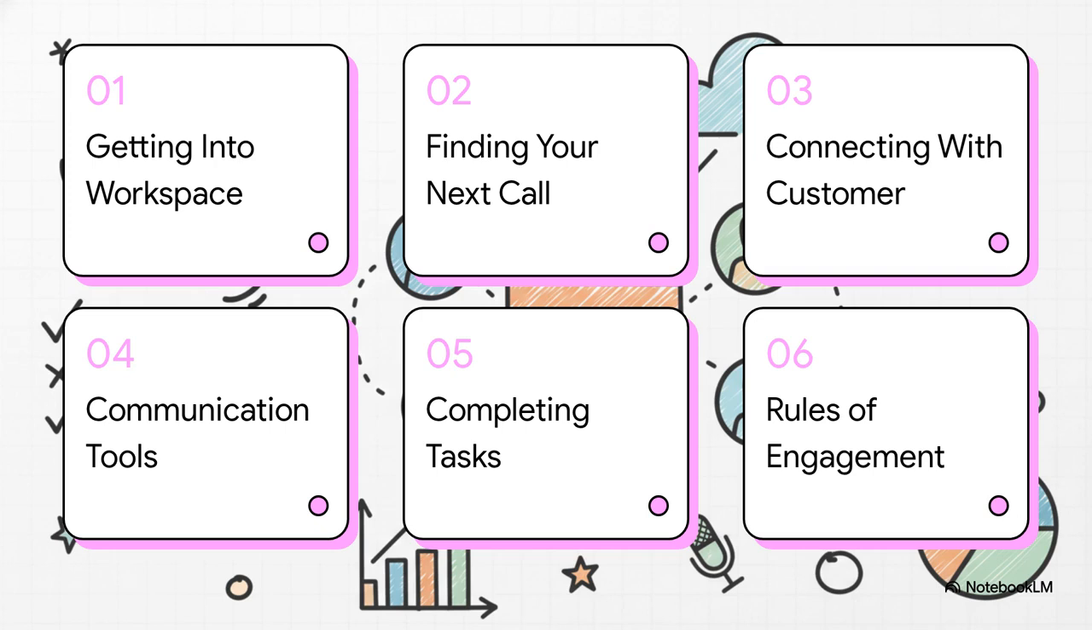So here's what we're going to cover. We've broken it all down into 6 simple parts. We'll kick things off with getting into your workspace, then we'll find your next call, actually connect with the customer, and I'll show you how to use your communication tools. After that, we'll go over completing and logging tasks, and we'll finish up with a few key rules of engagement.